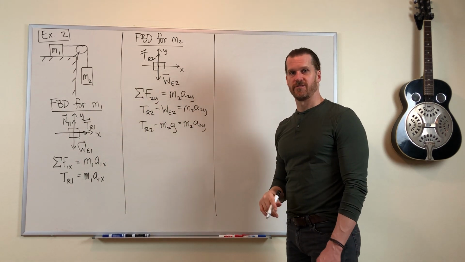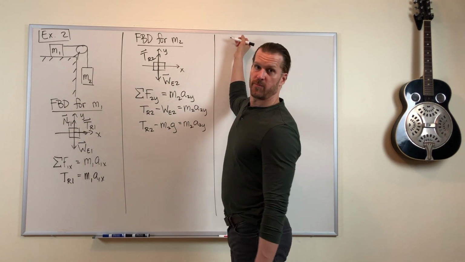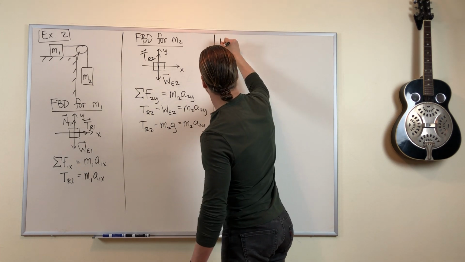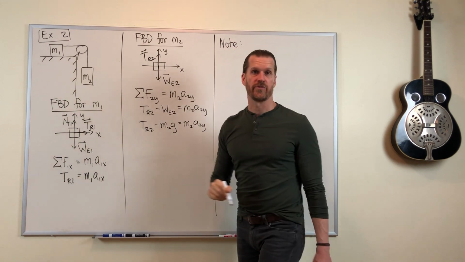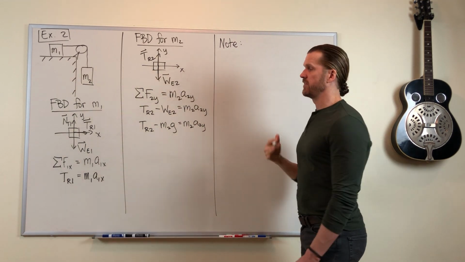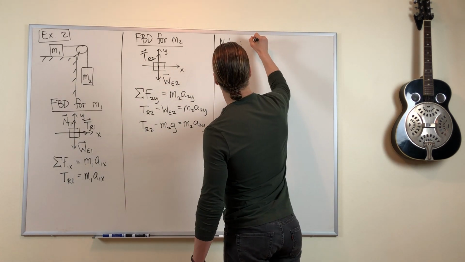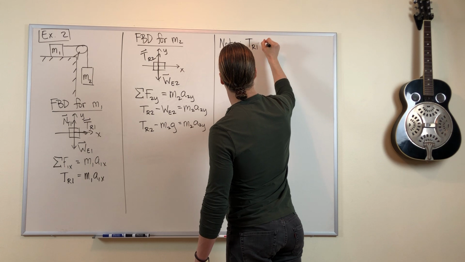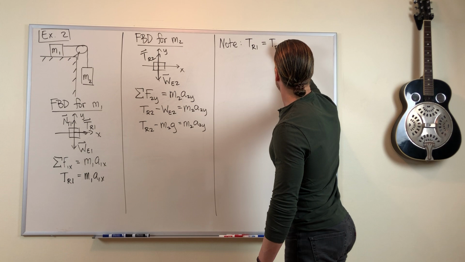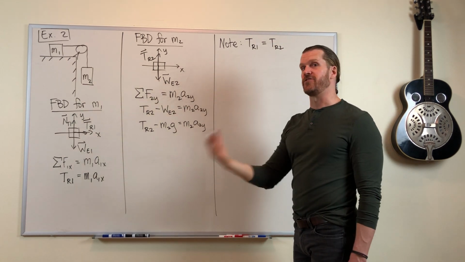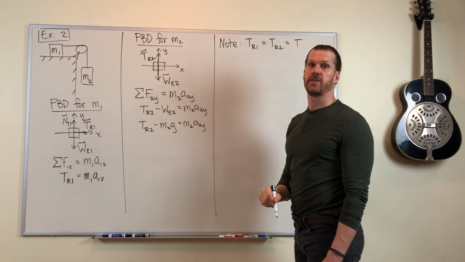Now we have to use some of our common sense about things. The first bit of common sense is to remember what I told you about ropes and strings at the beginning, which is that the tension force is the same everywhere on the rope. So that means that TR1 has the same value as TR2. So let's just ditch all the subscripts and call it T, because it's the same thing for both.